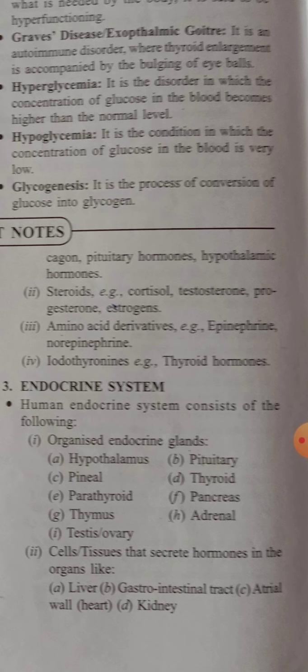The human endocrine system consists of the following. First are the organized endocrine glands, that is the hypothalamus, present in the cranium or skull of the body. Second, the pituitary, considered the master gland. Then the pineal gland, thyroid gland, parathyroid gland, pancreas, thymus, adrenal, testes and ovaries. Second type is the cells and tissues that secrete hormones in organs like the liver, gastrointestinal tract, arterial walls and kidney.